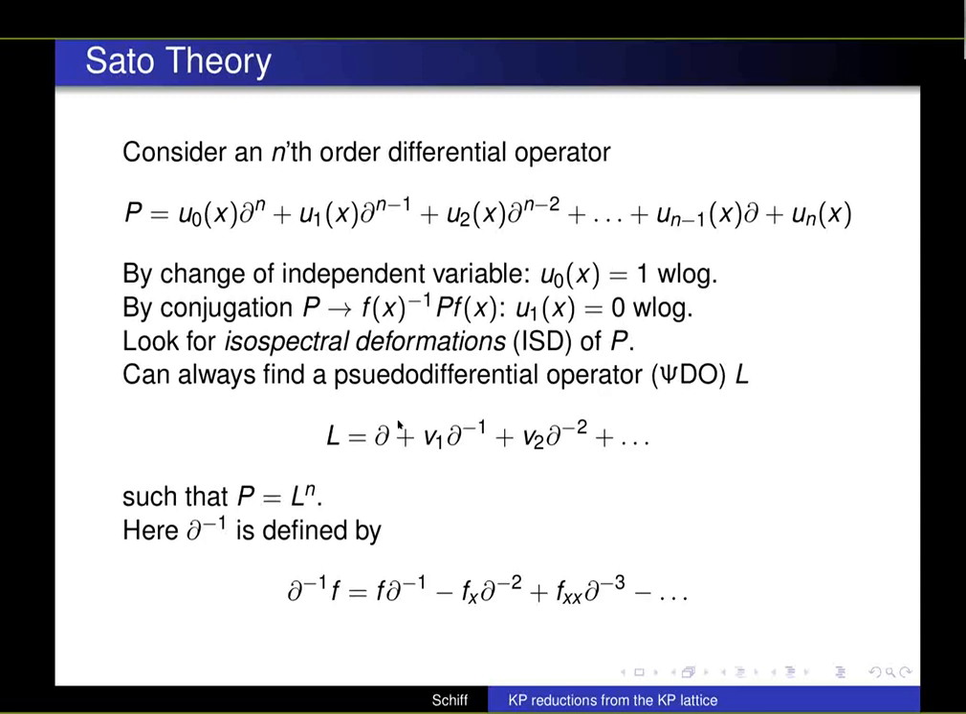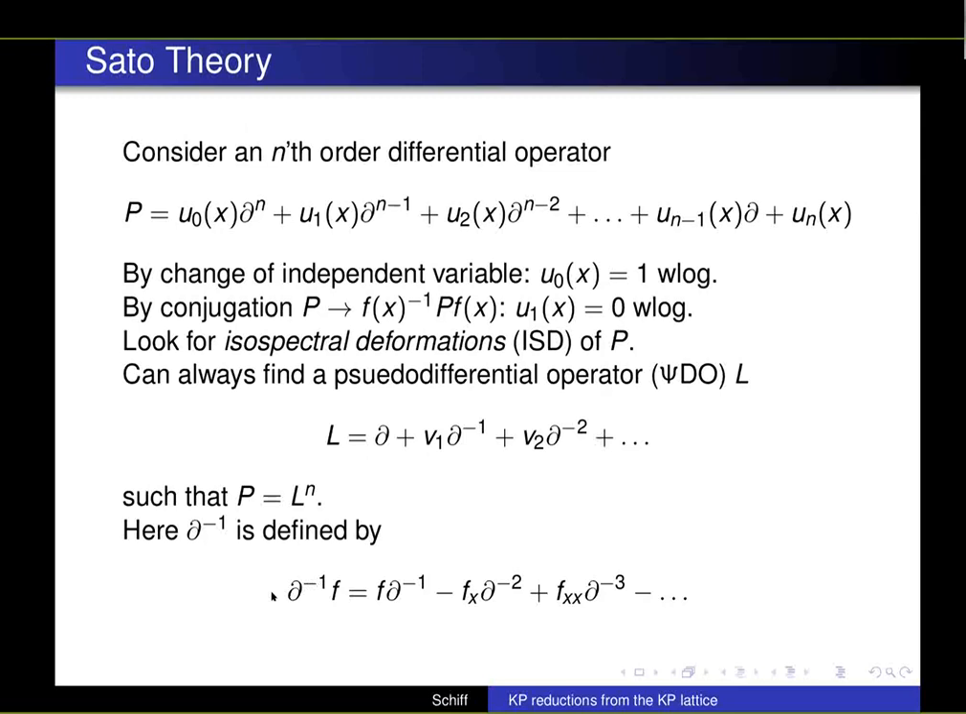Now, the Japanese school, Sato, noticed that you could study this as follows. Instead of looking at P, you take an nth root of P. You can find a pseudo-differential operator. A pseudo-differential operator always looks like this. Its leading order term is just D, the partial derivative with respect to x, and it has an infinite tail of negative order terms.